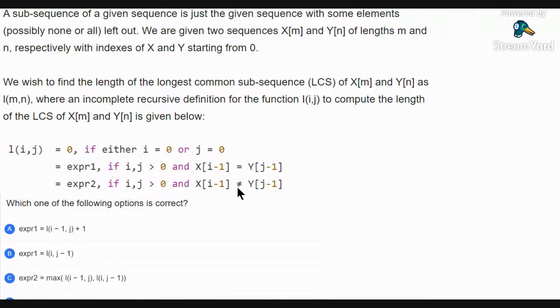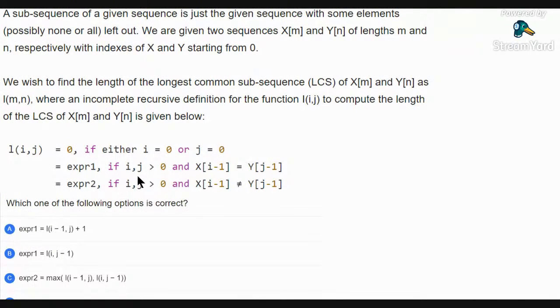And if it is expression 2, when it is a mismatch, then what we will do, we will take the maximum of the leftward entry and the upward entry. Here some options are given. Which one of the following options is correct? Any one option is correct here. Two options correspond to expression 1 and two options correspond to expression 2. So first of all we will see expression 1.